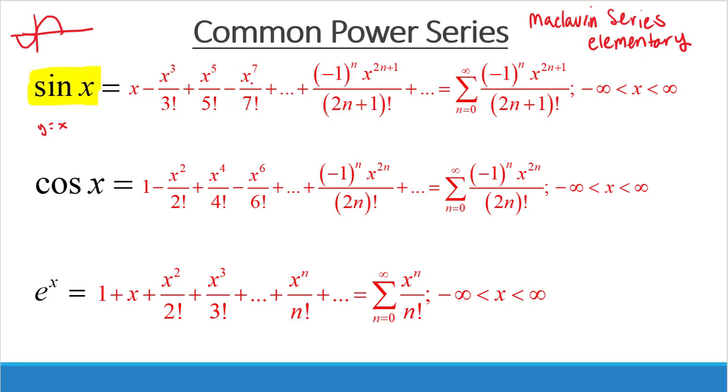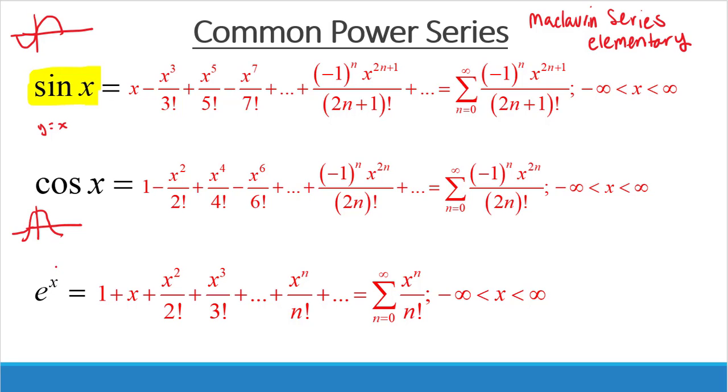Versus cosine of x, you just take the derivative of sine of x, so cosine of x is an even function. Even just looking at the graph of cosine of x, it's an even function, symmetric about the y-axis.